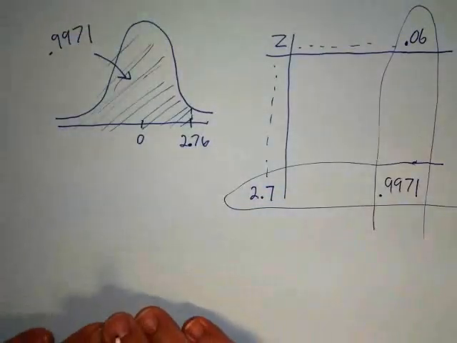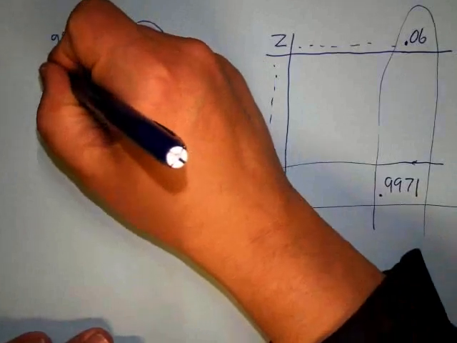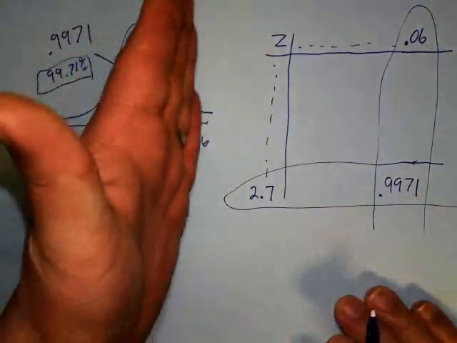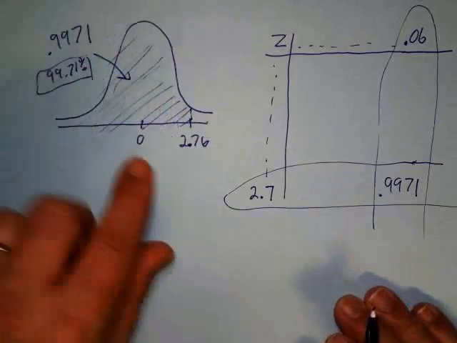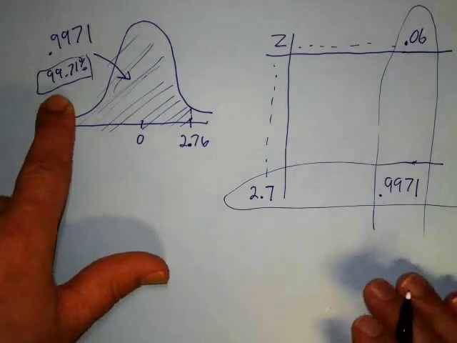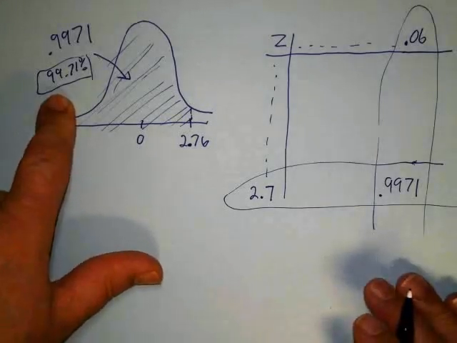0.9971. Okay, and you can think of that as like 99.71%. And this makes sense, right? Because pretty much all of the area is below this particular z-score, 99.71% of the area.